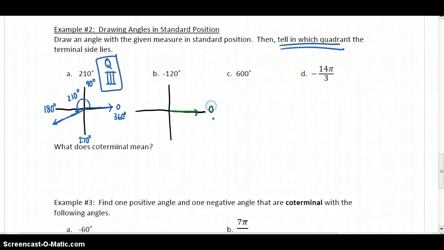So I'm still going to start at 0, but now I'm going to go negative 90, negative 180, negative 270, and negative 360. And again, I could keep going if I needed to, but hopefully we see that negative 120 lies right about here. And since this is a negative angle, I'm starting at 0 and going down. So I want to draw that little arrow. And this angle also happens to lie in quadrant 3, Q3.